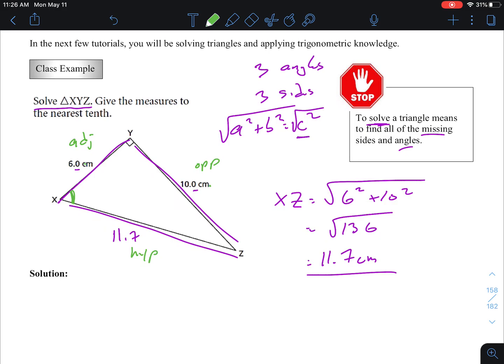That's fair. However, if this is a test question, it's a good habit to not use side lengths you've calculated if you can avoid it. The reason for that is, what if I made a mistake on this side length? We didn't, but what if we did?